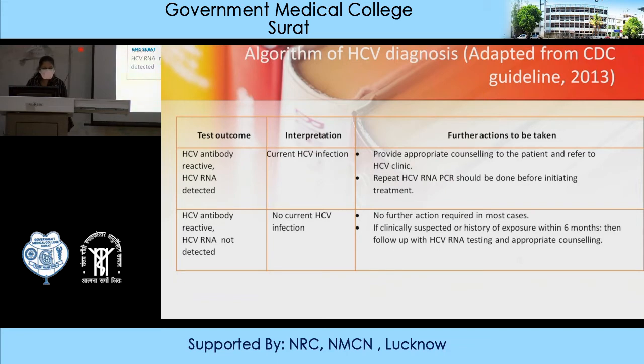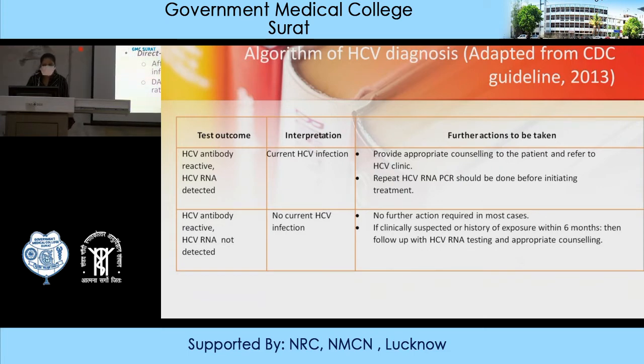HCV antibody reactive and HCV RNA not detected. So no current HCV infection is there. No further action required in most cases. If clinically suspected or history of exposure within 6 months, then follow up with HCV RNA testing and appropriate counseling.